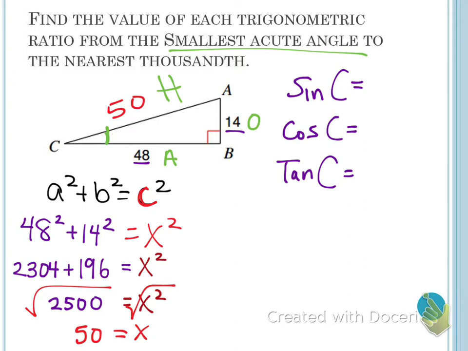So sine of C is, sine is SOH. How do you spell SOH? S-O-H. So O over H, which is 14 over 50. It doesn't ask to leave in fraction form. If it asked for a fraction, you'd want to reduce. But you don't have to because it asked for decimal form. So what is this as a decimal? What is it? 0.28. Good.